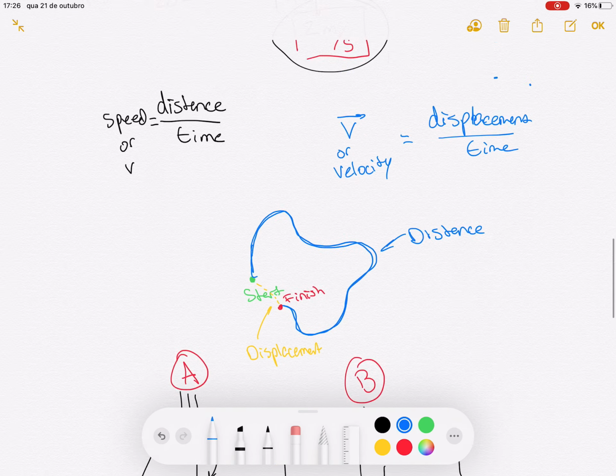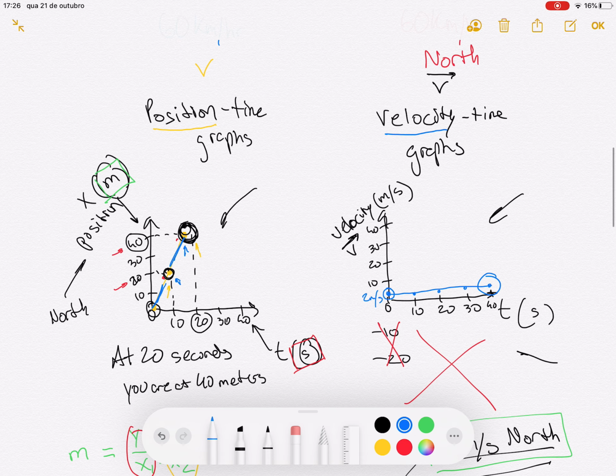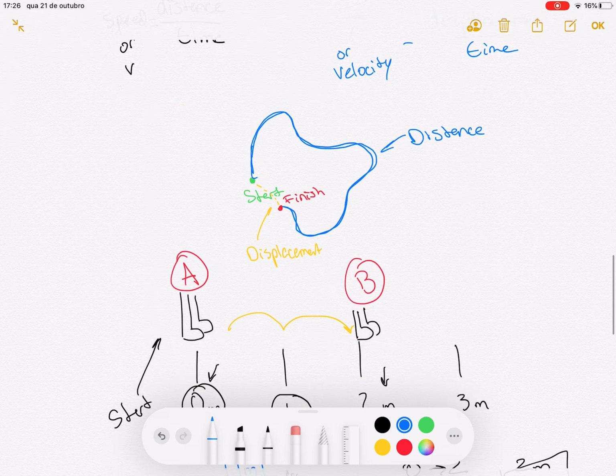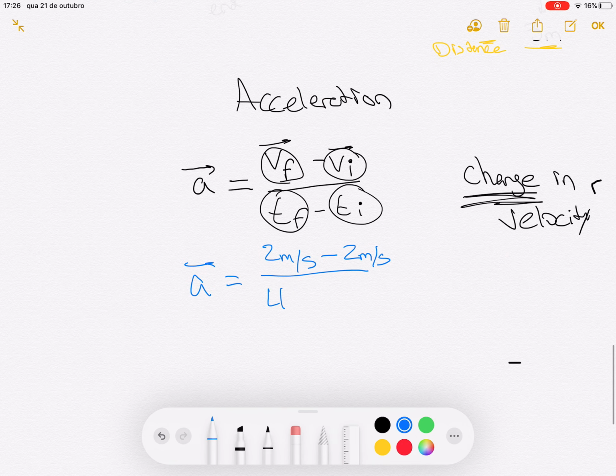Now for time final and time initial. What is the time final? Well, in this case, 40 seconds. And what's the initial? 0 seconds. So we can write that here. 40 seconds minus 0 seconds. And now we can do math. So what is 2 meters per second minus 2 meters per second?